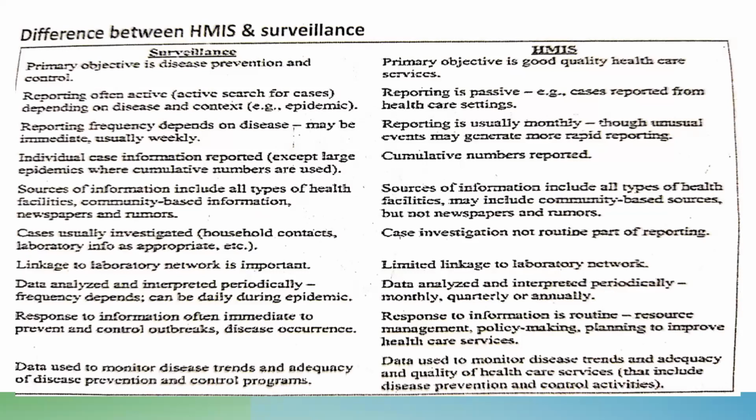I would highlight only a few points. For surveillance, the main objective is disease prevention, whereas for the HMIS, the main objective is to maintain good quality healthcare services. For the reporting in surveillance, the reporting is often active, and mostly immediate or on a weekly basis. In the case of HMIS, the reporting is passive, and usually on a monthly basis.